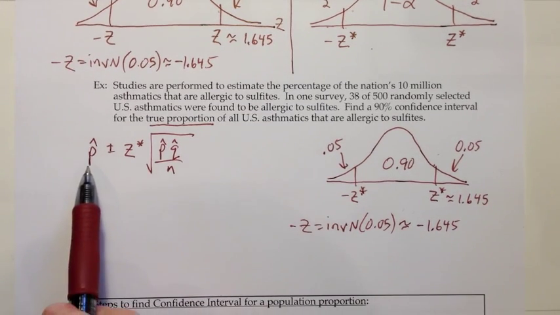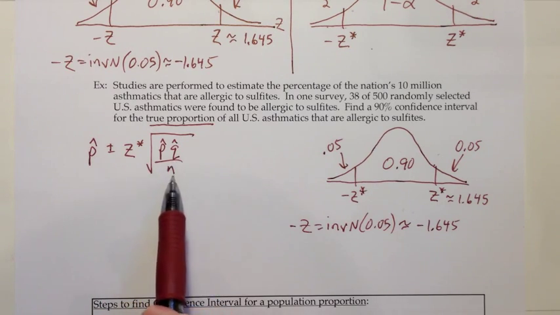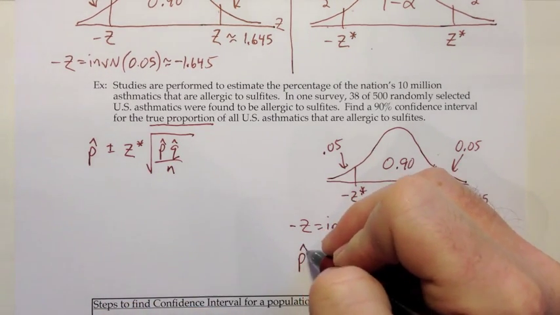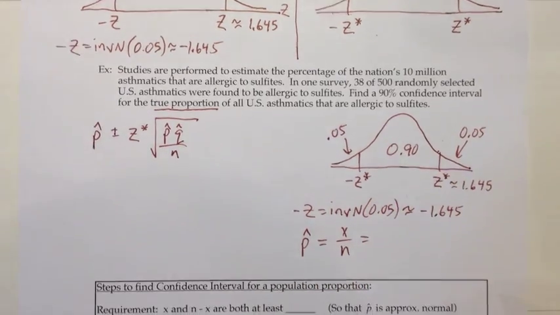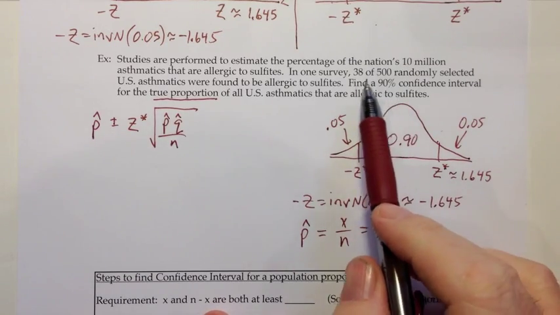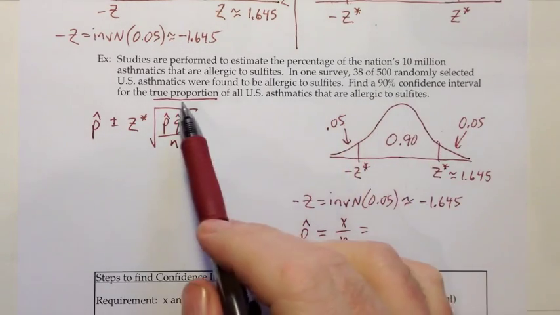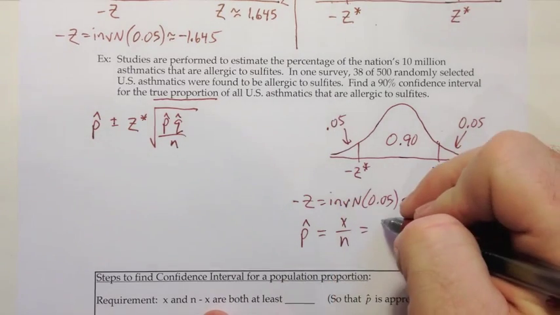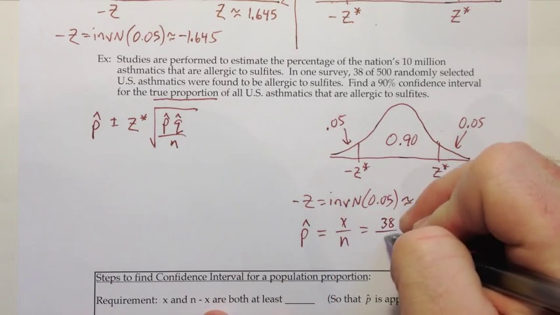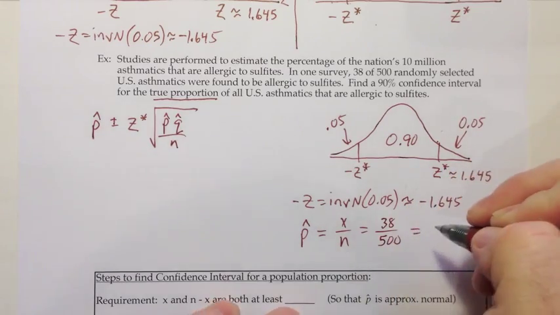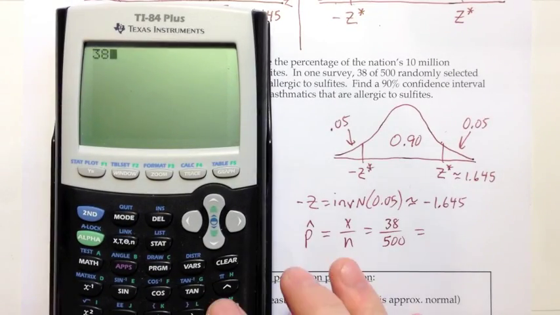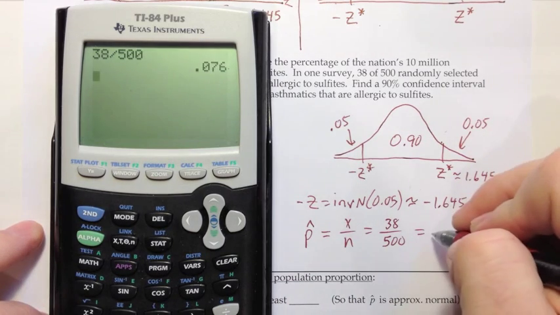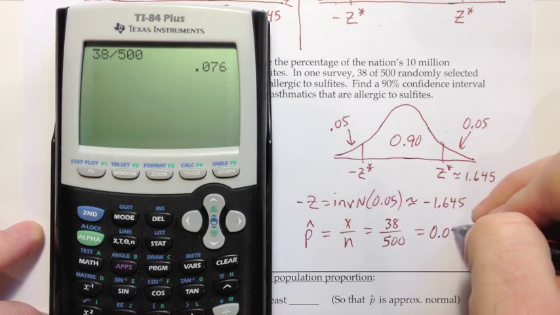Now how about the other pieces we need? We need p hat, and we need q hat, and we need n. Well, p hat is the proportion of successes in your sample. That's x over n. And as we read this problem, it says that 38 of 500 selected were found to be allergic to sulfites. So 38 is the number of successes we had, 500 is the sample size, and we can divide that to see what it is as a decimal. So 38 over 500 gives a sample proportion of 0.076.